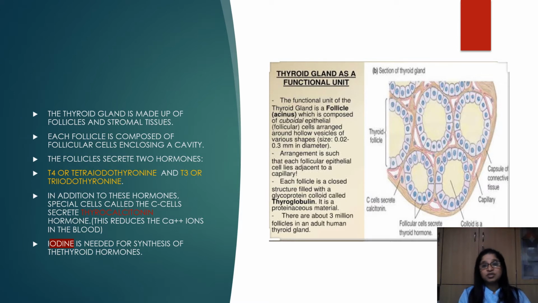When we take a cross section, you can see there are follicles. It is studded with these kinds of follicles. Each follicle is composed of the follicular cells enclosing a cavity. The follicles secrete two hormones, T4 or tetraiodothyronine and T3 or triiodothyronine. In addition to these, there are special cells which we call the C cells. These are the C cells. These secrete thyrocalcitonin hormone, which reduces the calcium ions in the blood. Iodine, remember, is needed for the synthesis of these thyroid hormones.